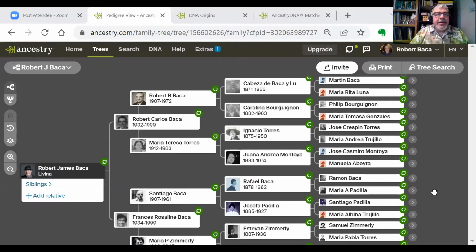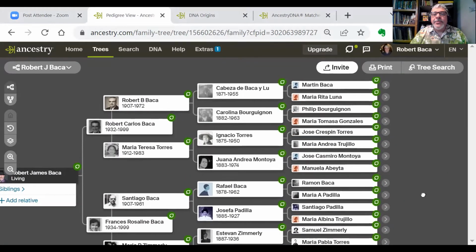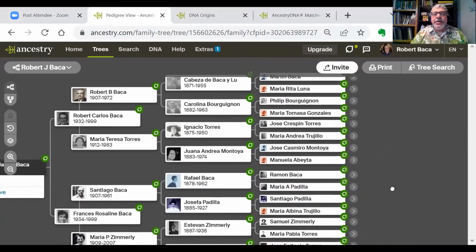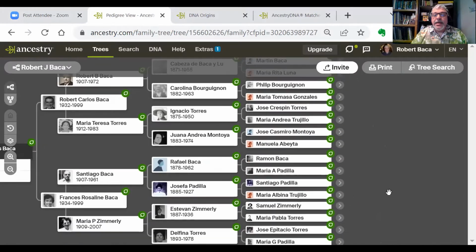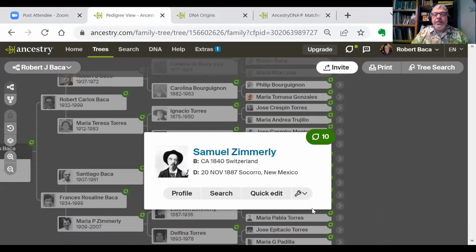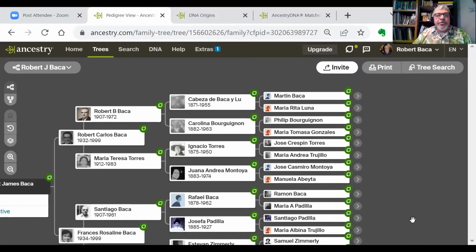So this is my pedigree that I put on Ancestry. And the parts that I'm really interested in right now with my genetic genealogy has to do with 2 of my ancestors, Philip Bourguignon, who was from Germany, and Samuel Zimmerli, who was from Switzerland. They're both great-great-grandparents. They both came to New Mexico.